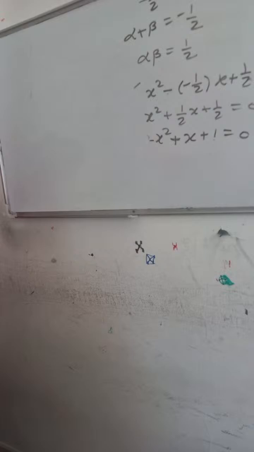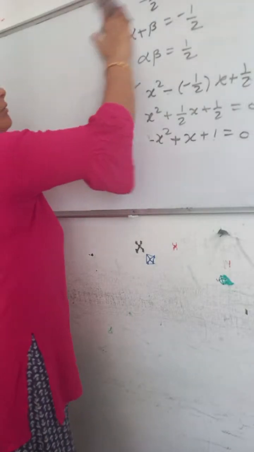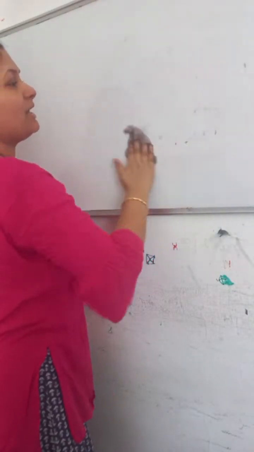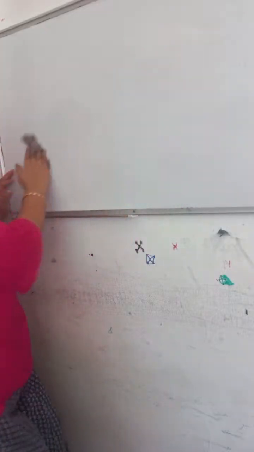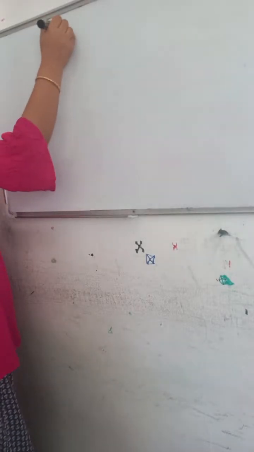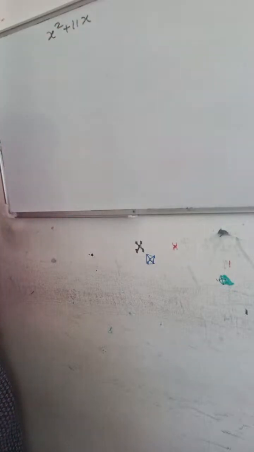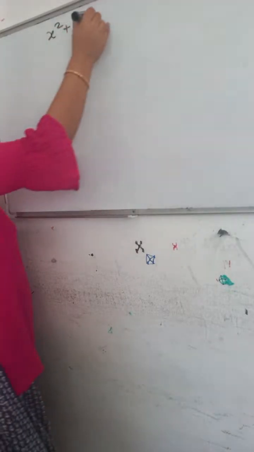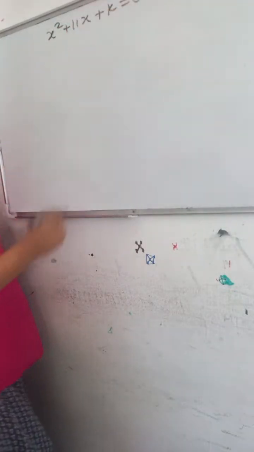For what value of k is minus 3 a zero of the polynomial? The polynomial is x square plus 11x plus k is equal to 0.